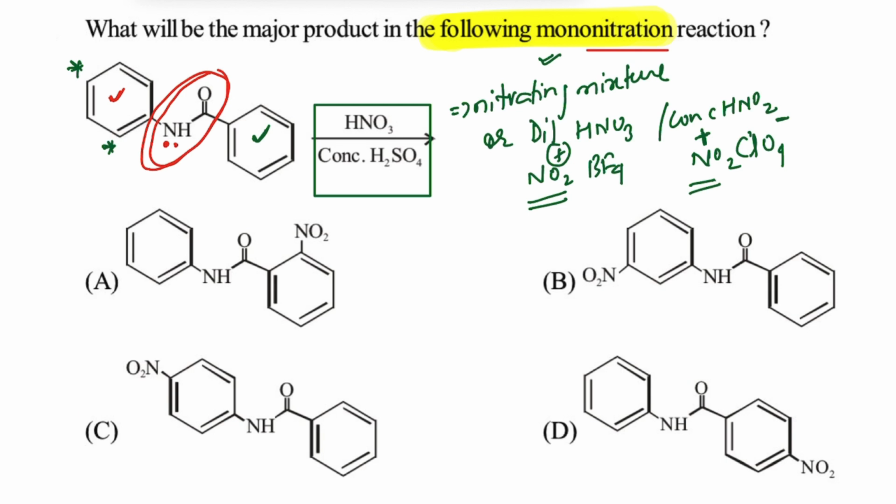So unless specified, you have to mark para only as your major answer. In many cases it will not be specified, but you have to assume that para will be the major answer, not ortho. There are only some 5% in complete organic where you will find ortho as the major answer. So apart from that, you can mark para straight away as your answer.